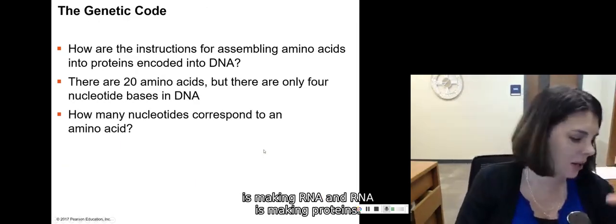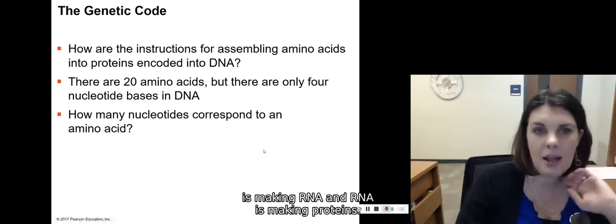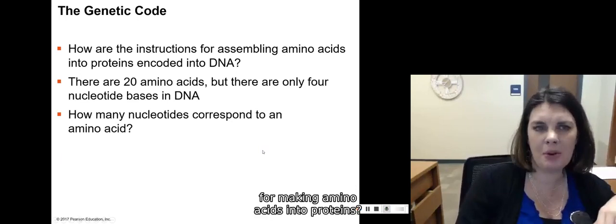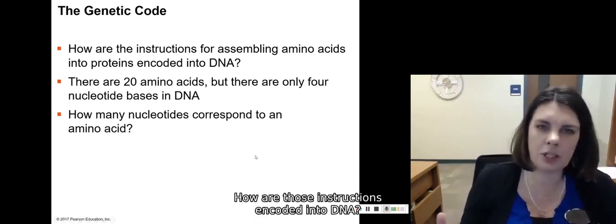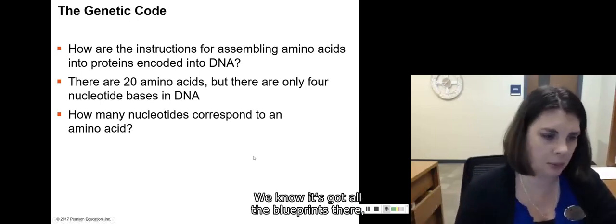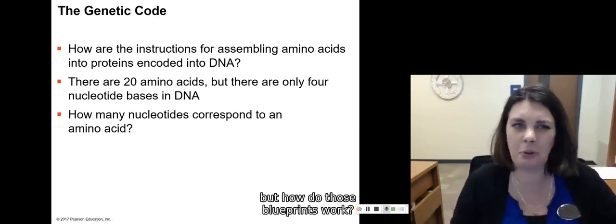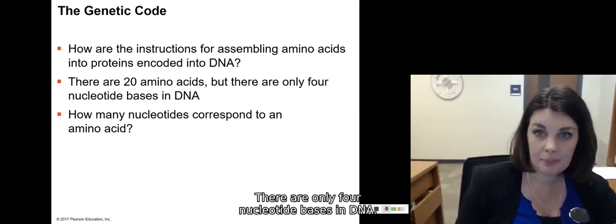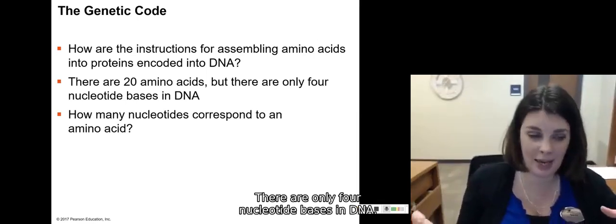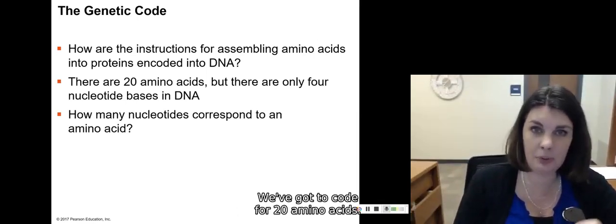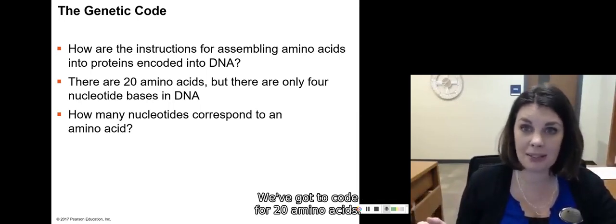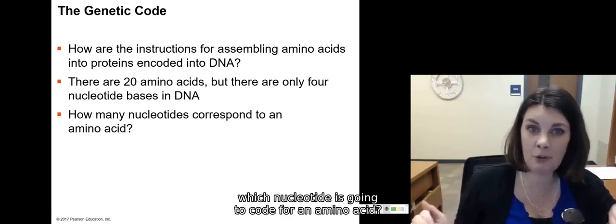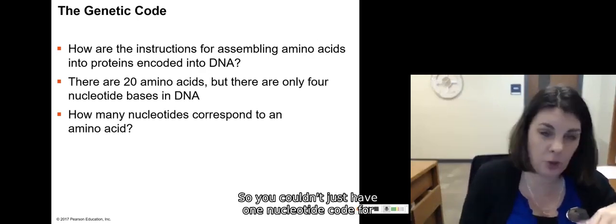Okay, so now that we know that DNA is making RNA and RNA is making proteins, how are the instructions for making amino acids into proteins encoded into DNA? So we know it's got all the blueprints there, but how do those blueprints work? There are 20 amino acids, but there are only 4 nucleotide bases in DNA. So somewhere between A, C, T, and G, we've got to code for 20 amino acids. So how do you know which nucleotide is going to code for an amino acid?